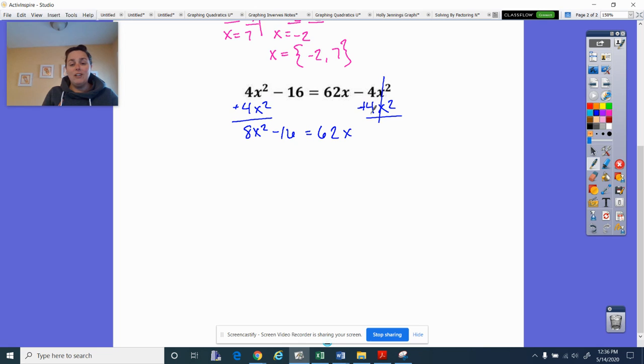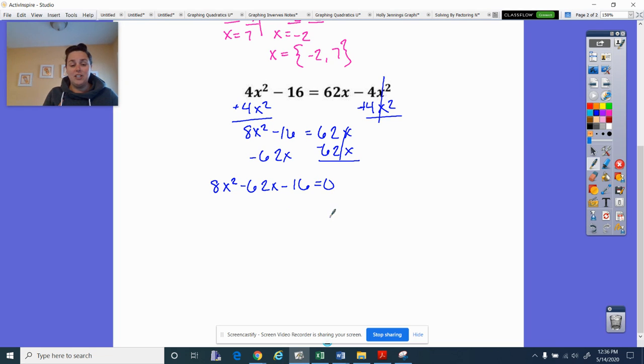Now I need to get rid of this 62x, so I'm going to subtract 62x. Well, I can't subtract an x from an x squared, and I can't subtract an x from a 16, so I'm just going to have minus 62x right there in the middle. And because we like our quadratics written in standard form, remember highest degree to lowest, I put my x in the middle. So 8x squared minus 62x minus 16.